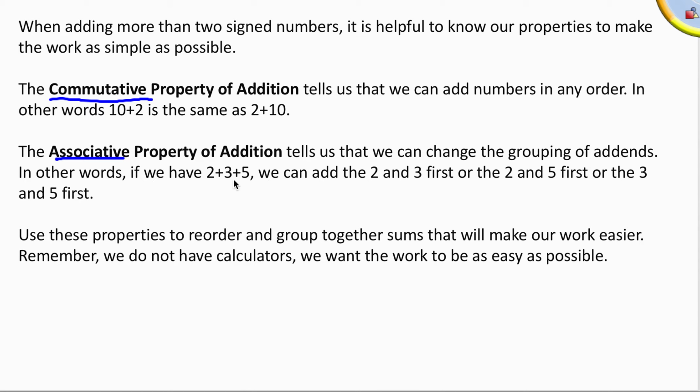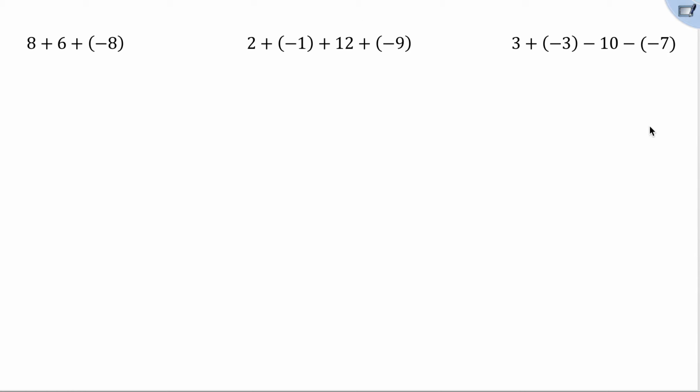In other words, with 2 plus 3 plus 5, you can either do 2 plus 3 first, or you could do 3 plus 5 first, right? Or you could do 2 plus 5 first. Notice, any way, we get 10 in the end. Okay, so let's try to use these properties to help us make our work as easy as possible. Remember, we don't have calculators, so let's make the math as easy as possible.